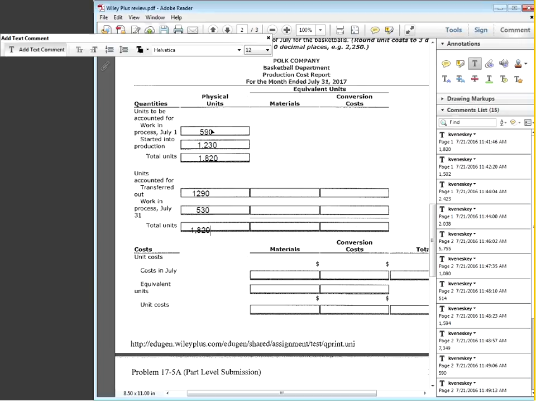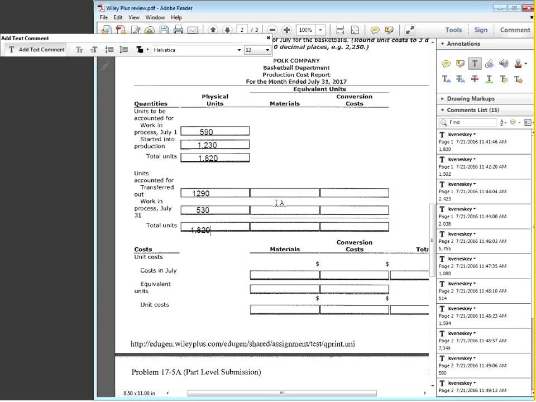If we look at how many did we start with, plus how many did we already have, and then how many items did we start new, so total units. Or you can look at it as how many did you transfer out, plus how many do you still have left. And those two numbers better be the same no matter how you want to work it.